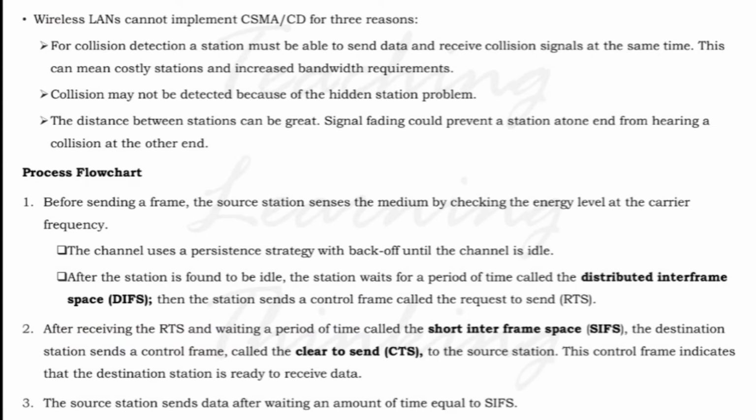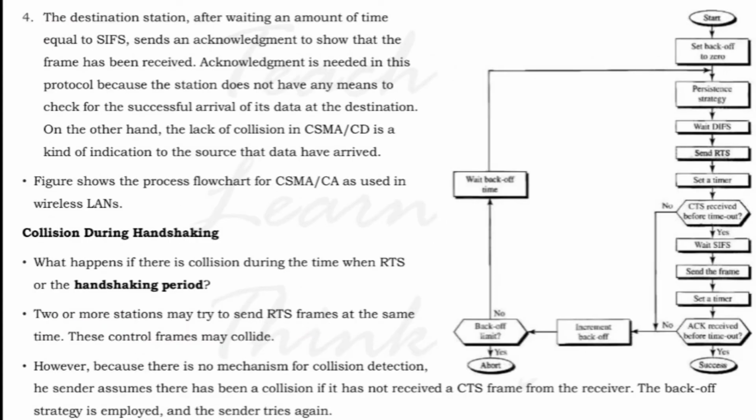Now we are going to discuss the flowchart of CSMA/CA in a wireless LAN. So this is the figure. There is a start when we start to send the data, set backoff to 0, and there is a persistence strategy. Wait DIFS. We'll discuss what DIFS is and what RTS is. Wait DIFS, send RTS, set a timer. CTS received before timeout? If yes, then wait for SIFS and send the frame and set a timer. Acknowledgement received before timeout? If yes, then it is a success.